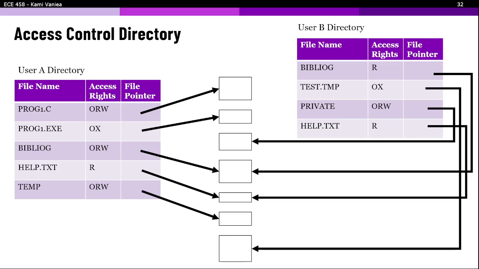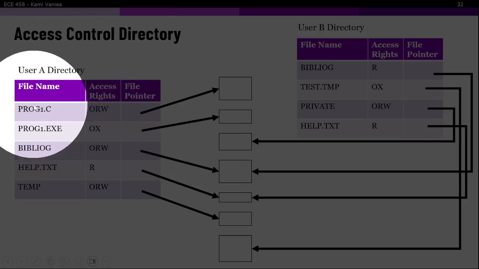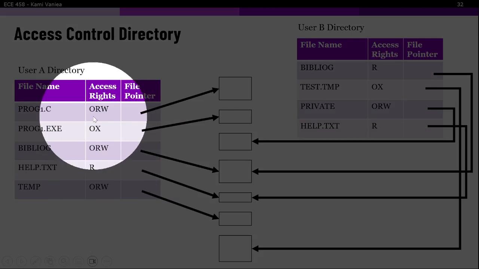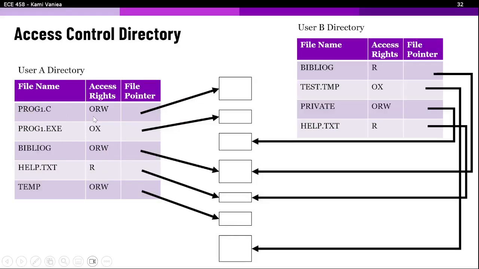So this looks vaguely like this. You have user A here. They have this directory, and they have access to these files. For each file, O means, for this lecture, I'm just doing owner read and write, for keeping things simple.